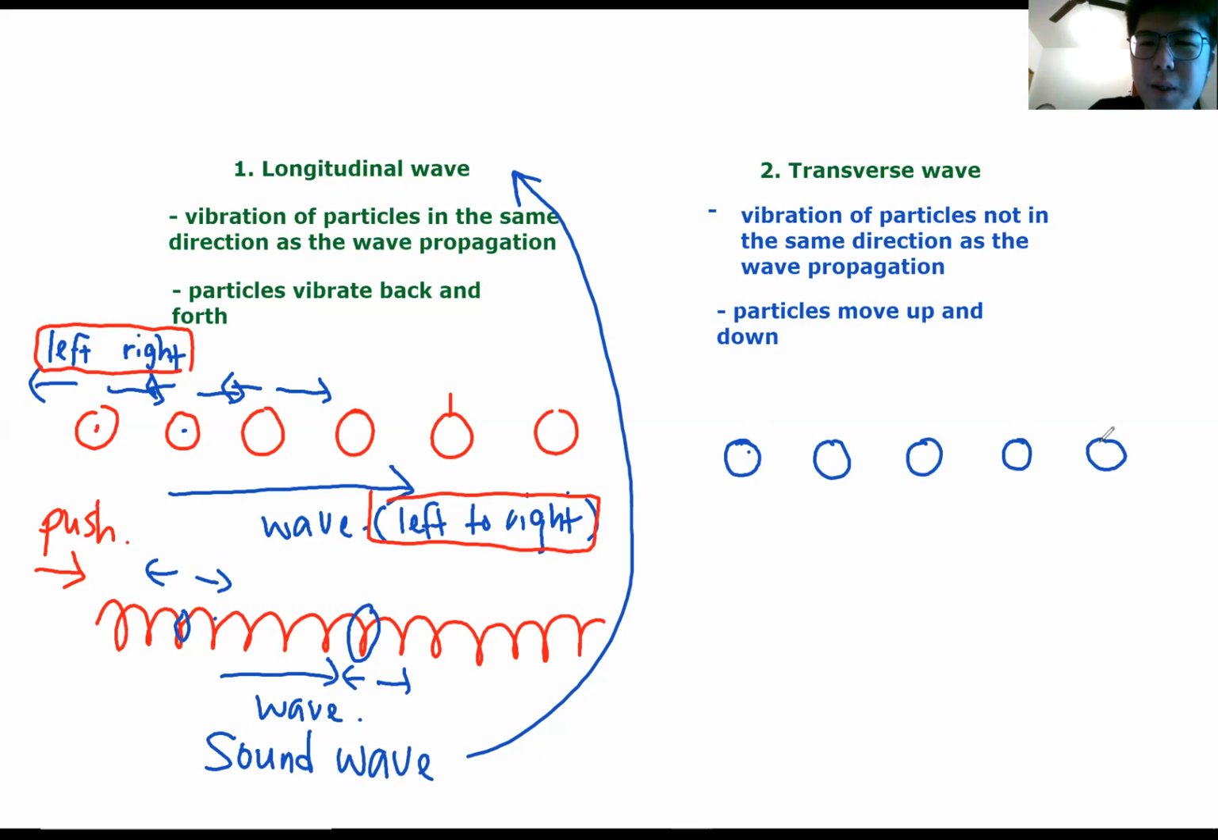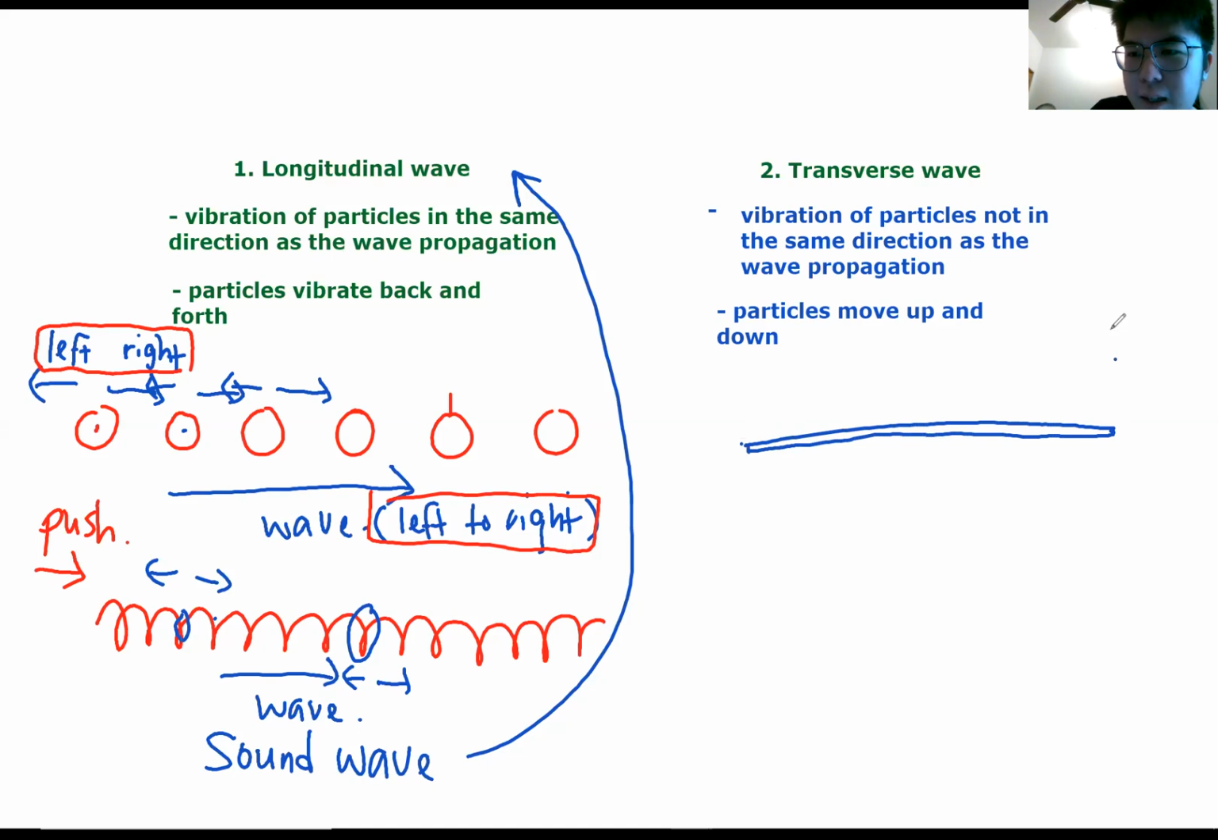Okay, let me use another example. Just imagine that you have a rope and the right end is tied to a wall. So this point is fixed. You have a long rope, one end tied to the wall, and you're holding the left end. Imagine if you do a very quick up-down movement. What do you see? You'll see a wave like this.